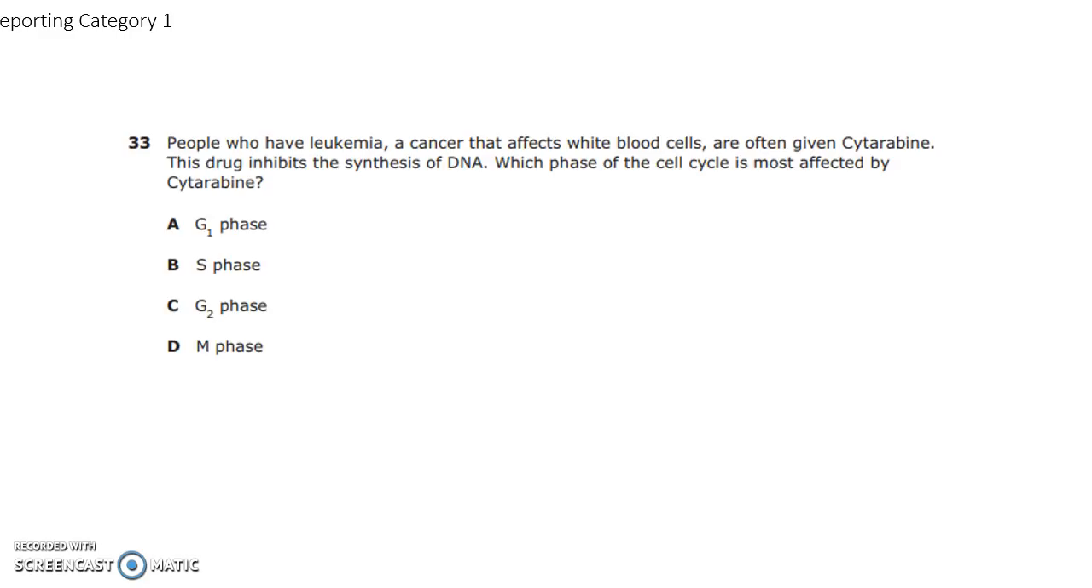For category number 1, we have a question about the cell cycle. It's asking which drug inhibits the synthesis of DNA. Well, we've got to remember what phase the synthesis of DNA occurs. It's not the G phases because that's where growth occurs. It's not the M phase because that's where mitosis occurs. During the S phase, it's when DNA is synthesized.